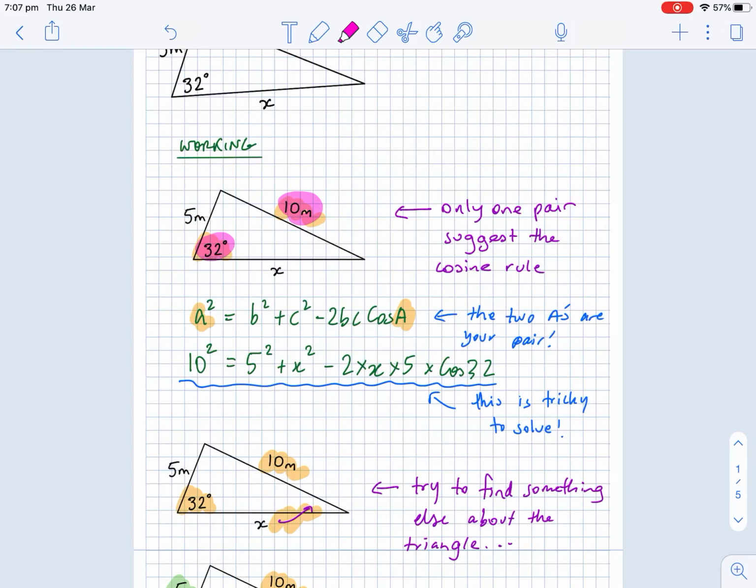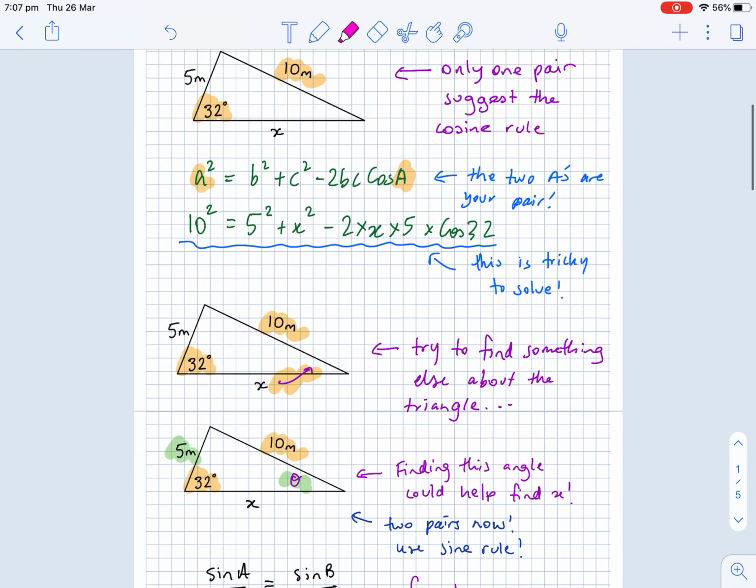And you get this sort of equation where you've got x squareds and you've got x's. It's actually really hard to solve this to get x by itself. You actually don't want to do this sort of thing. You don't want to rely on the cosine rule to do this sort of question. What you need to do in this situation to make it a lot easier for yourself is, instead of finding x, try to find something different. Try to find this angle instead.